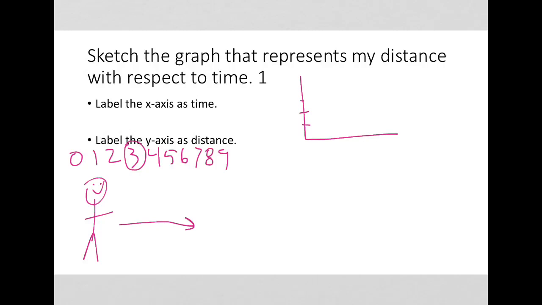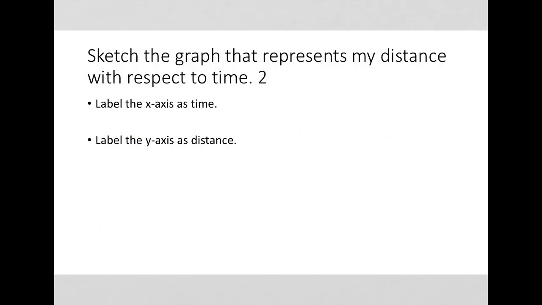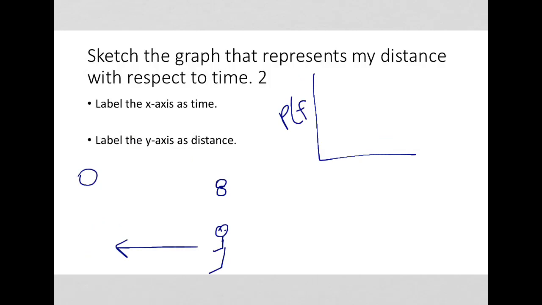I did not move. So as time in seconds marched on, my position in feet stayed the same at 3, so I got the boring constant function, which was a horizontal line. The next situation was a little more interesting. This time I started at 8 and I walked this direction and ended at 0 after 8 seconds. So this time my position in feet with respect to time in seconds started up at 8 and ended at a position of 0 when the time equaled 8. So this time I got a linear function going down like that.